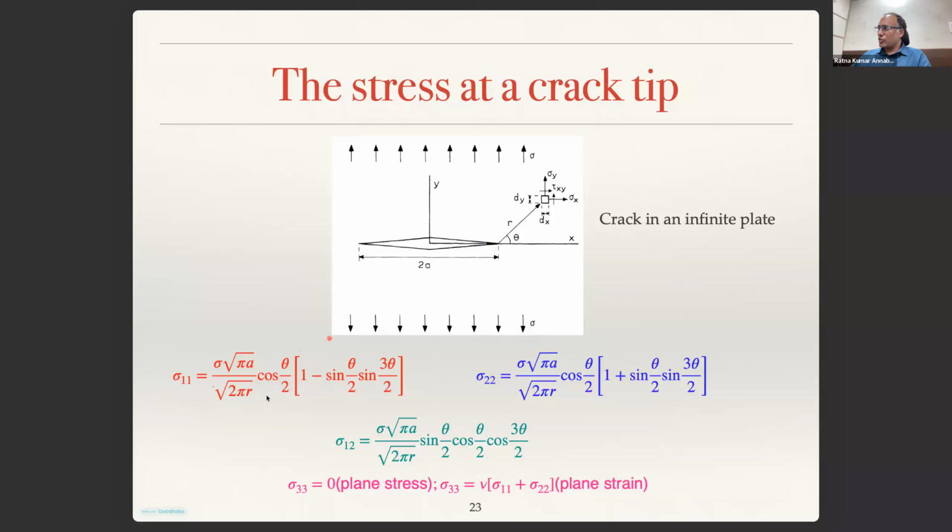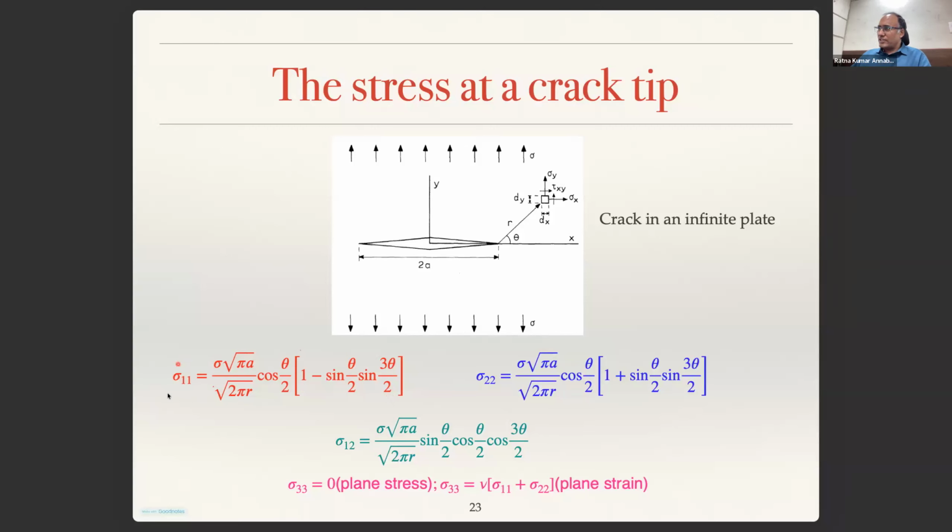Where r goes into the denominator, and you would see that when r is equal to 0, all these stresses will blow up. They become infinity. That is for a mathematically sharp crack. But in reality, you will not have a mathematically sharp crack, and there will be some finite value for this r, and hence your stresses will always be bounded. Okay? Is that clear?